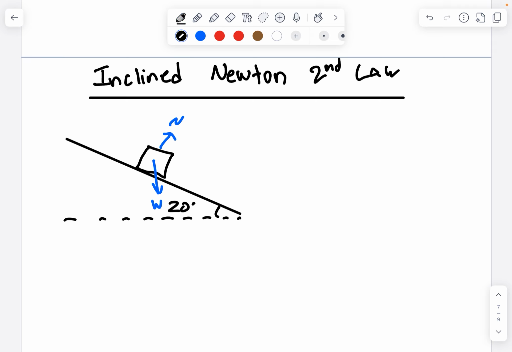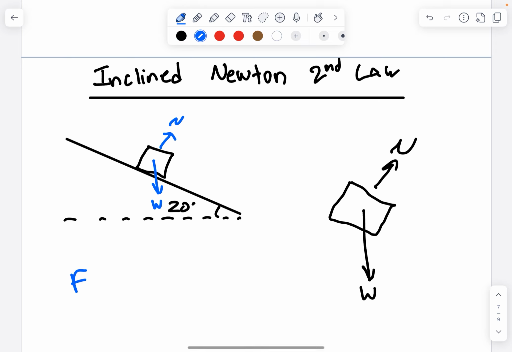So let's draw a free body diagram for this block. I'm just going to draw it also inclined. We have our normal force pointing up. We have our weight force pointing down. However, these forces are not opposite each other, which makes it a bit difficult. But one thing we should recall is that force in Newton's second law is a vector, right? And vectors can be broken up into components, right?